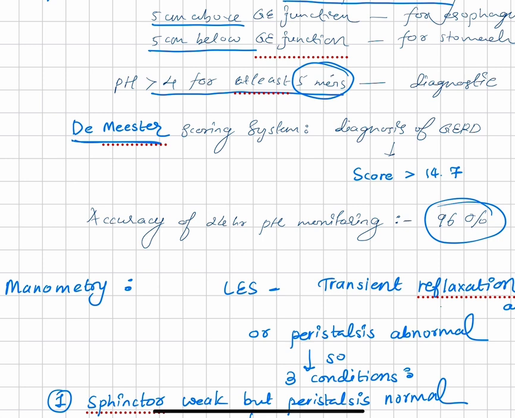Now for investigation, the gold standard is 24-hour pH monitoring. So we will put two probes, 5 cm above the J junction and 5 cm below the J junction. So 5 cm above means in the esophagus, and below means in the stomach. If the pH is less than 4 for at least 5 minutes, then it is diagnostic.